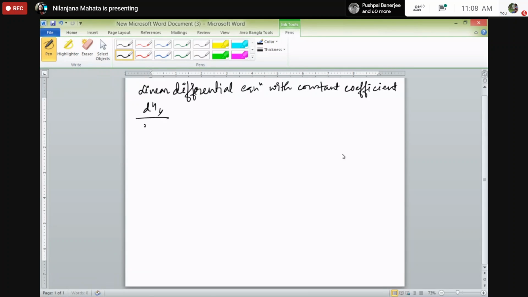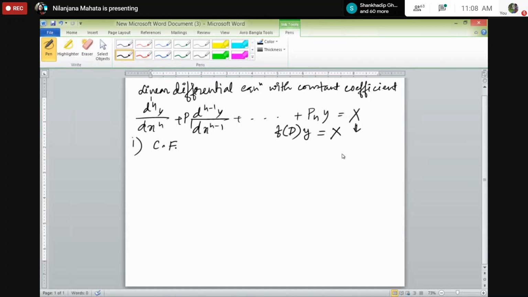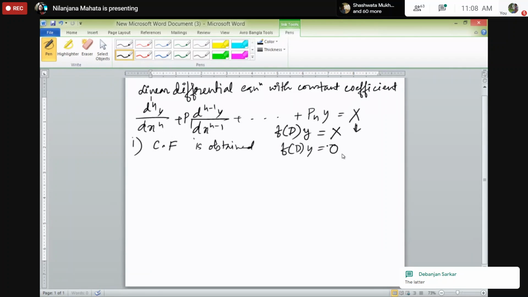That is d^n y/dx^n plus p1 d^(n-1) y/dx^(n-1) and so on. That is a linear differential equation of nth order with constant coefficients, where p1, p2, up to pn are constants, and X is a function of x only. We first found the CF: I have written this equation as f(D)y = X. So CF is obtained from f(D)y = 0. Solving this homogeneous equation, we get the complementary function.